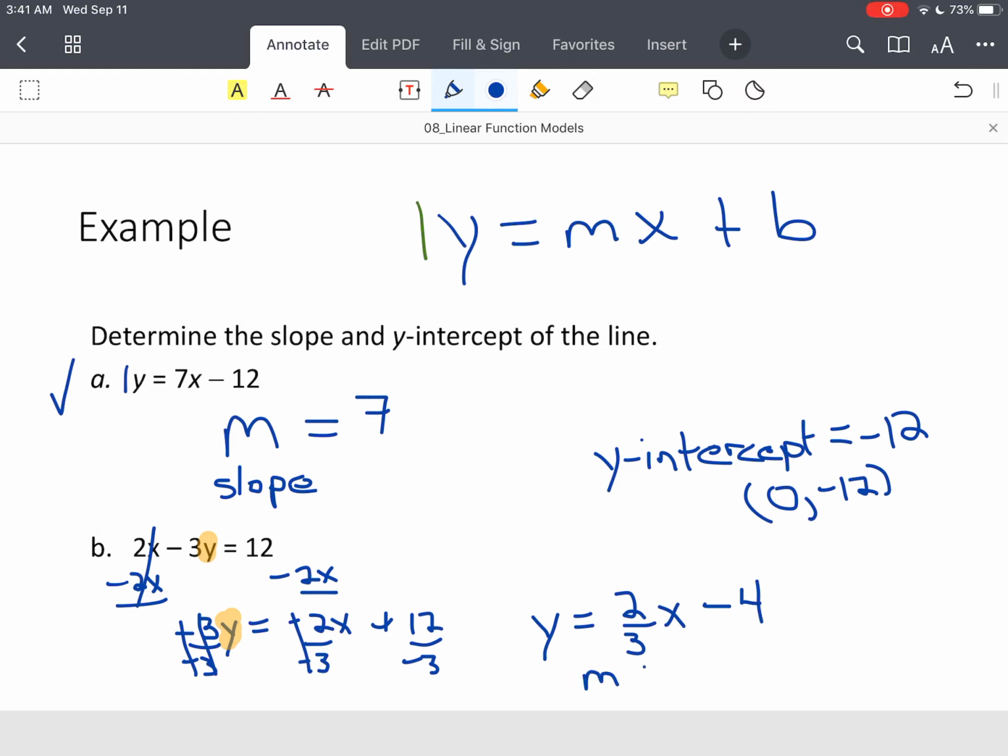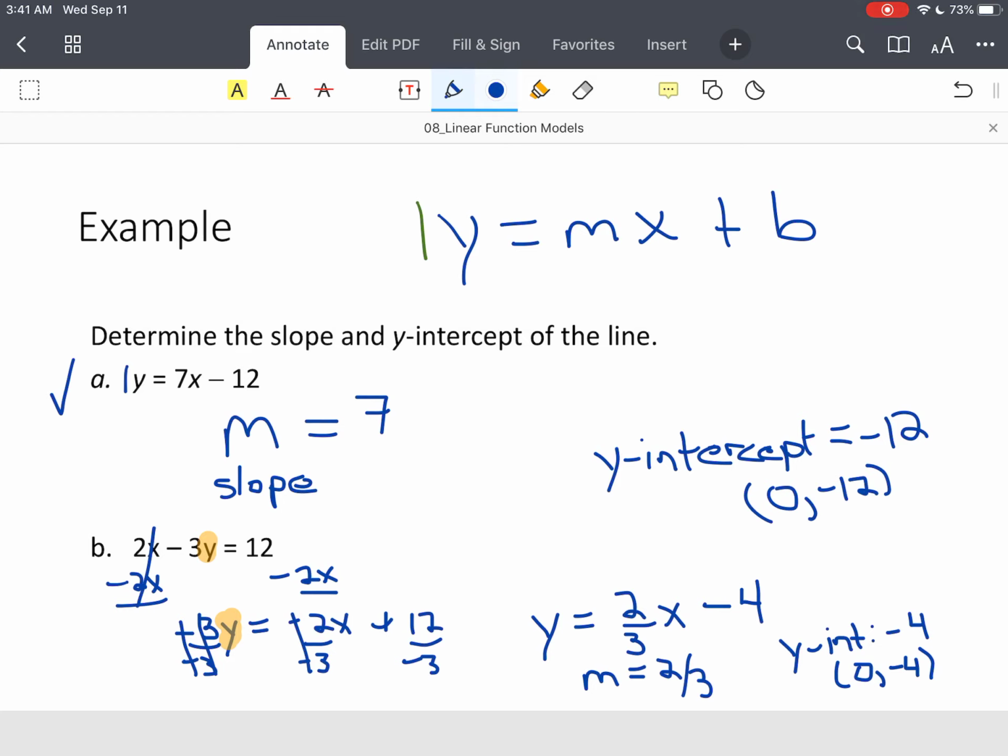So our slope in this case is 2/3. It's always the coefficient of x. Don't say x is your slope. It's the coefficient of x. Our y-intercept is negative 4, but we're going to write it as a point as well, which is (0, -4).